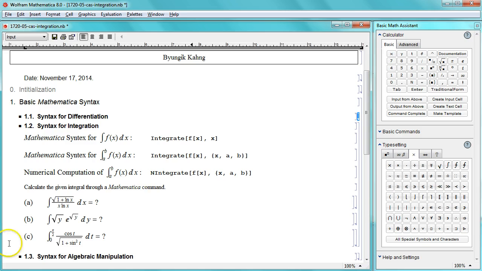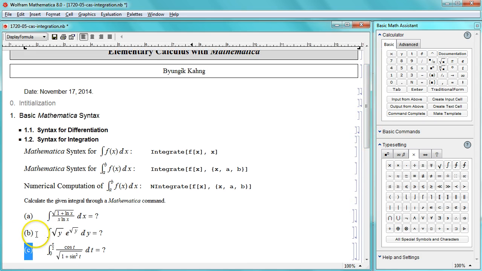Let's select problem C of this problem: cosine of t over square root of 1 plus sine squared of t dt. As a matter of fact, no, let's do it with problem B. I have a feeling that problem C may turn out to be too complicated. It has some inverse trig substitution and inverse trig functions all around, so it looks like it's going to be too complicated. Let's do problem B.